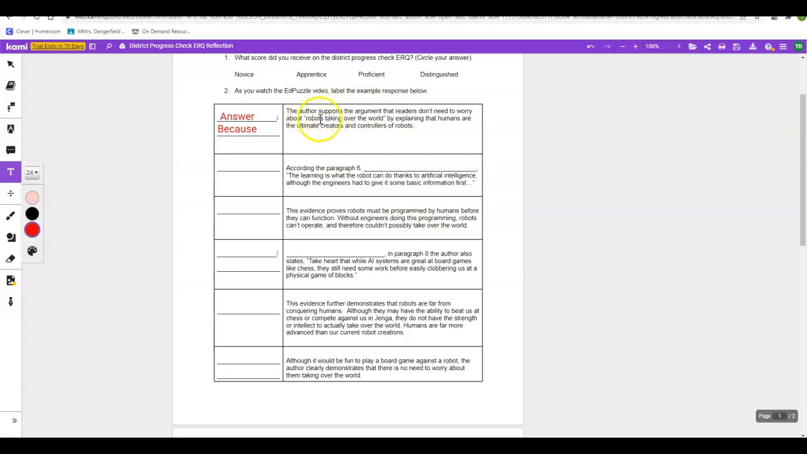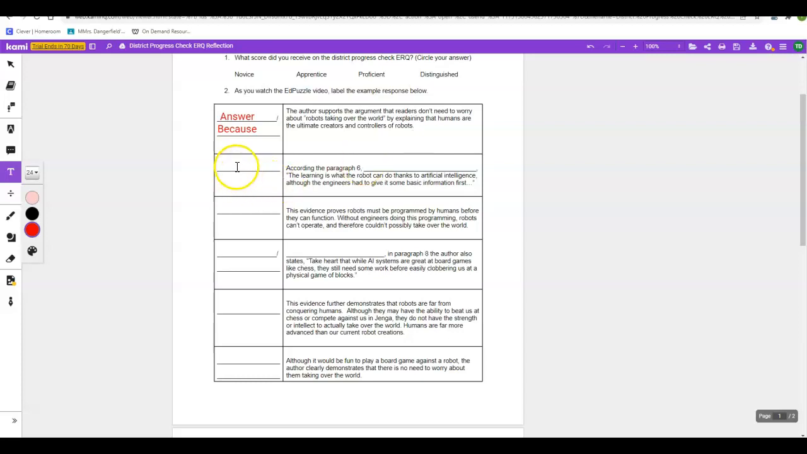So I'm going to start back at the beginning. The author supports the argument that readers don't need to worry about robots taking over the world by explaining that humans are the ultimate creators and controllers of robots. When I was looking at your all's responses to this question, it didn't have to be word for word the same as my answer, but I was hoping to see something similar. The idea that robots are created by humans, they have to be programmed by humans, therefore they can't take over the world unless a human were to program them to do that, and robots just really aren't advanced enough at this point for that to happen. So in every response I was looking for an answer and a because.